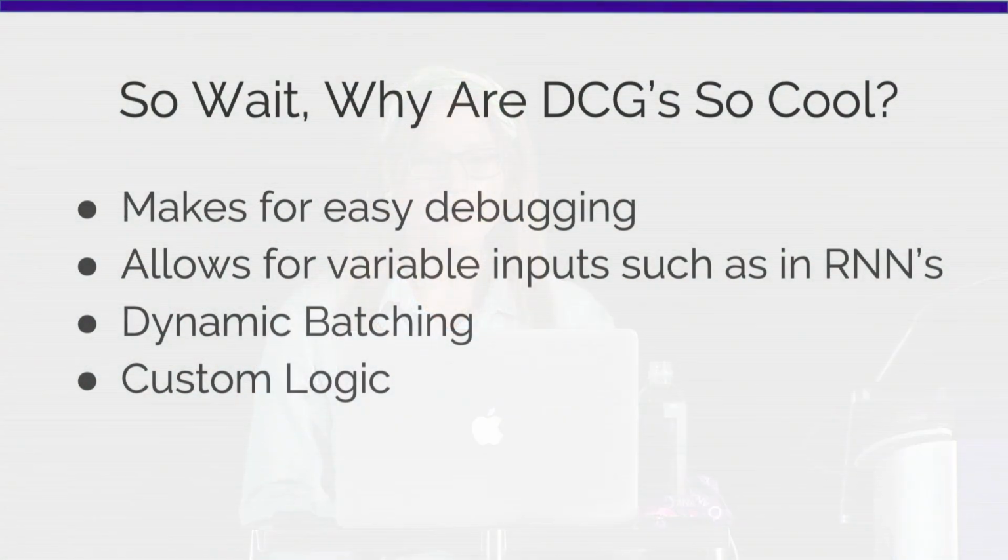Okay, so we know what tensors are, we know what computational graphs are, we understand what dynamic computation graphs are, but what makes them the cool kids? Operations in PyTorch actually modify data. Like I said, those tensors hold real data. So it makes it possible to debug your code within the graph itself and treat it like regular Python code.